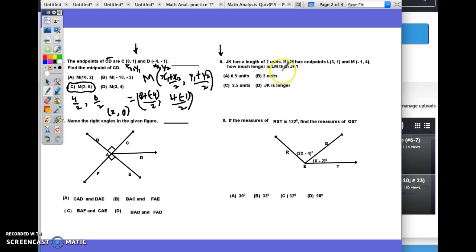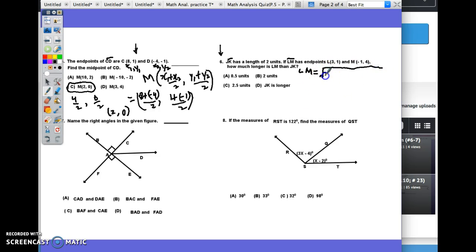How about this one, number 6? Segment JK has a length of 2 units. If segment LM has endpoints at L (3, 1) and M at (-1, 4), how much longer is segment LM than segment JK? So let's go ahead and find the length of segment LM, the length or distance from point L to point M. For that we will use the distance formula. I'm sure you know this well.